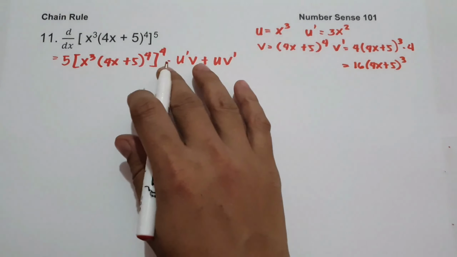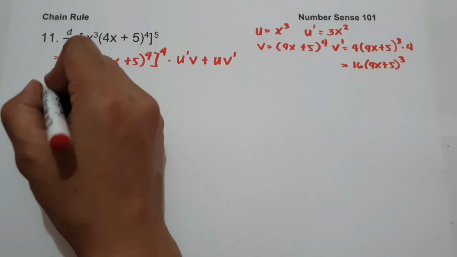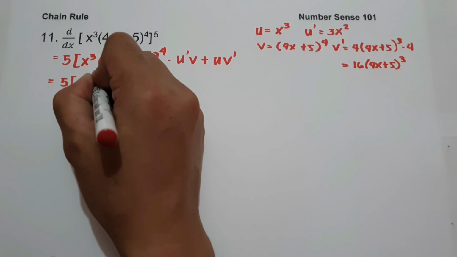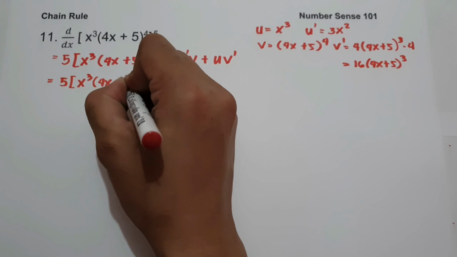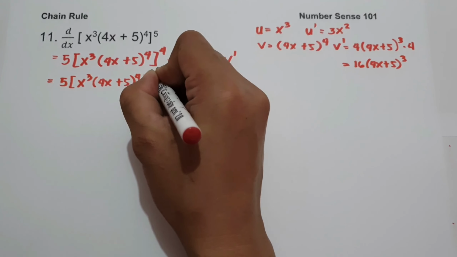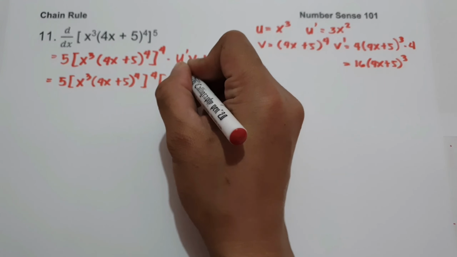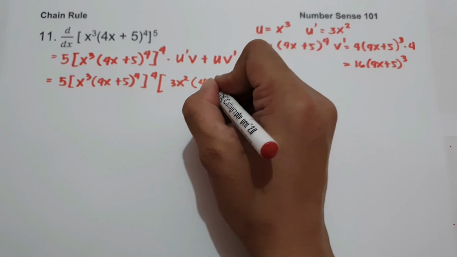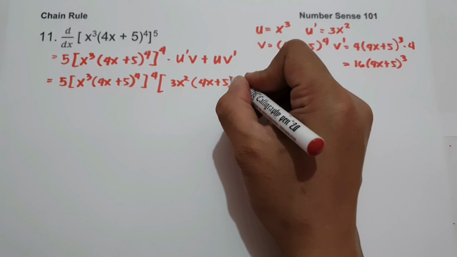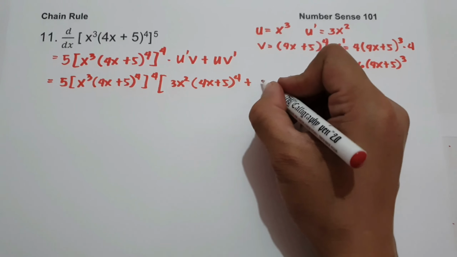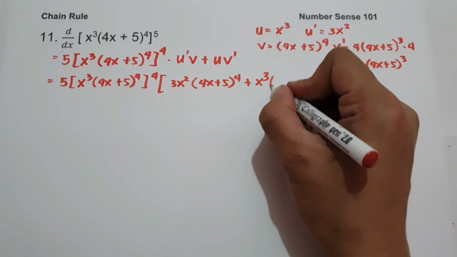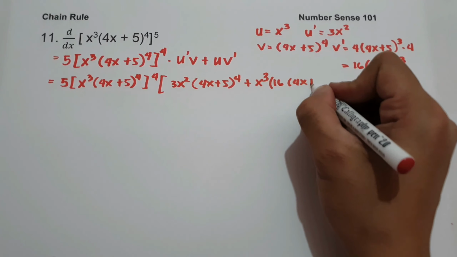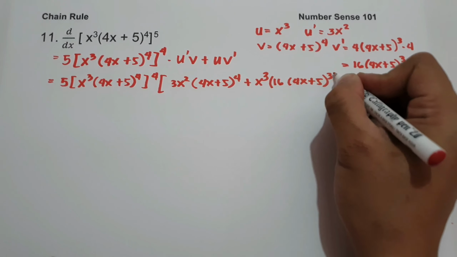So let us substitute this one to the formula. Let us rewrite this one. Let us have 5 times x cubed times 4x plus 5 raised to 4 times u prime, that is 3x squared, times v, that is 4x plus 5 raised to 4, plus u, that is x cubed, times v prime, that is 16 times 4x plus 5 raised to 3.